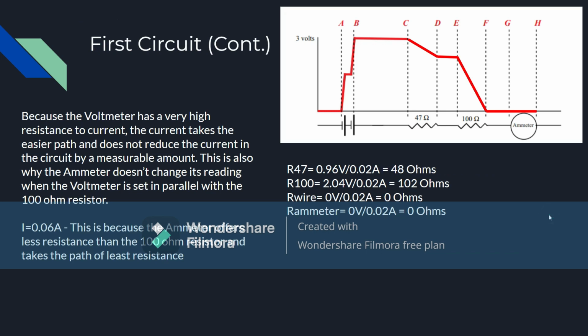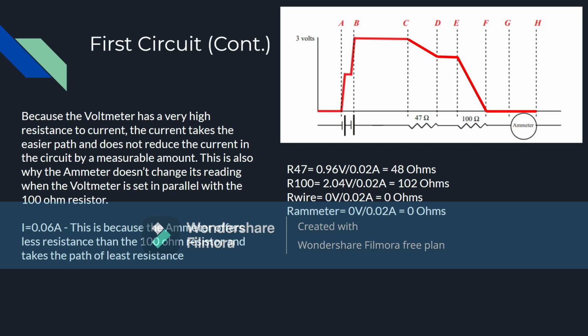First circuit continued. Because the voltmeter has a very high resistance, the current takes the easier path and does not reduce the amount of current in the circuit by a measurable amount. This is also why the ammeter doesn't change its reading while the voltmeter is set in parallel with the 100 ohm resistor. Current equals 0.06 amps.